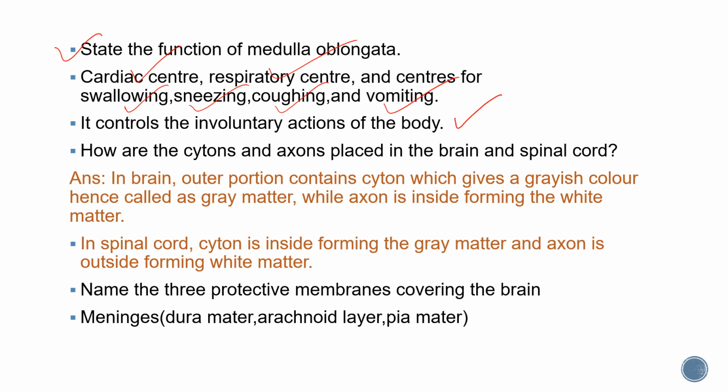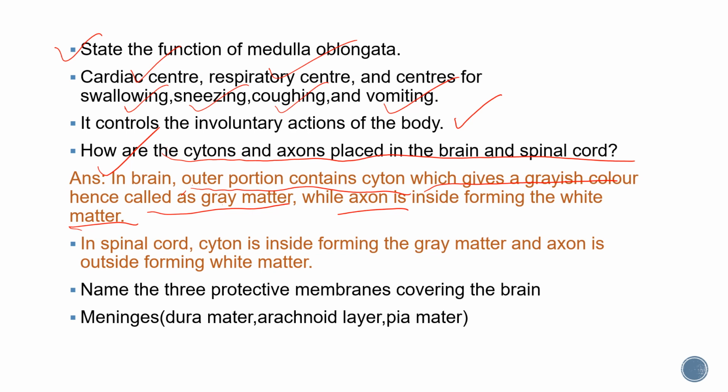So the next question is: how are the cyton and axons placed in the brain and the spinal cord? This is a very important question. How the brain and the spinal cord look depends on this. If we do a transverse section of a brain and a part of a spinal cord, we will see how they look. So this total look depends on the positioning or placement of the cyton and axons. In the brain, the outer portion contains cyton, which gives a grayish color, so it is called the gray matter, while the axon is the inside part, which forms the white matter.